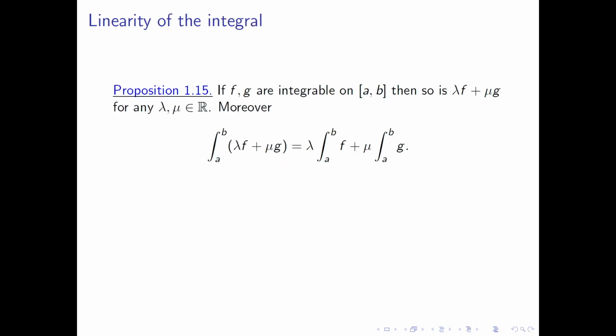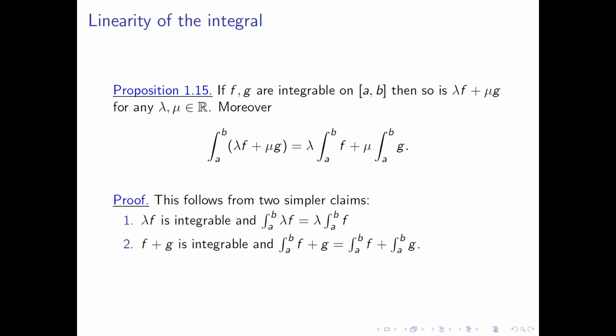Okay, next proposition is that integration is linear. In other words, if I have two integrable functions f and g, and I form their linear combination, lambda times f plus mu times g, where lambda and mu are real numbers, then the theorem is that the linear combination is also integrable, and its integral is just the relevant linear combination of the integrals of f and g. Again, something that you're completely used to, but we need to prove this from the definitions.